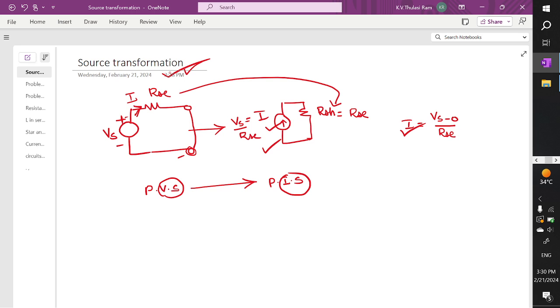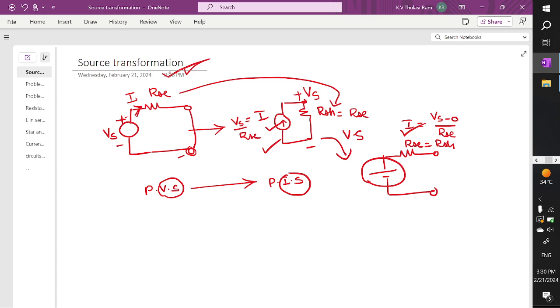So let's try to understand in one more way. You can convert this back into a voltage source. Here you require a voltage, which I'm going to label with plus and minus. I require a voltage source in series with a resistor. As I already told you, this will act as a series resistor, equal to the shunt value. And how do we write down this voltage?